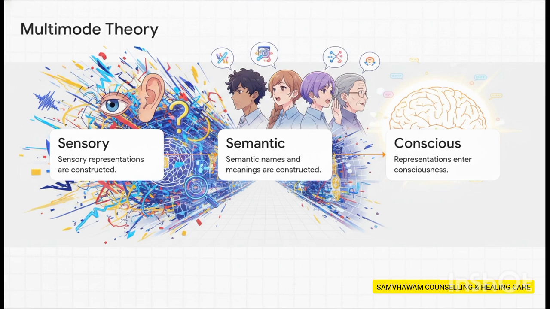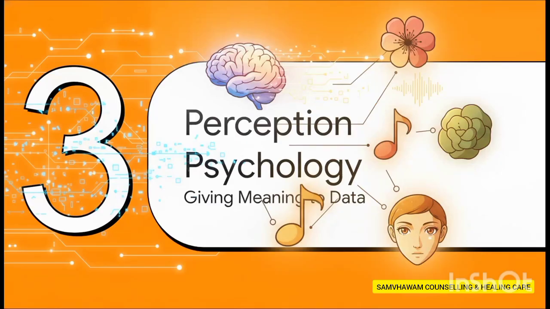It's only after this rigorous, multi-layered filtering process that these representations actually enter your consciousness. Okay, moving to the psychology of perception. Sensation was just the data collection phase. Perception is where we finally give meaning to the raw data we've just filtered.